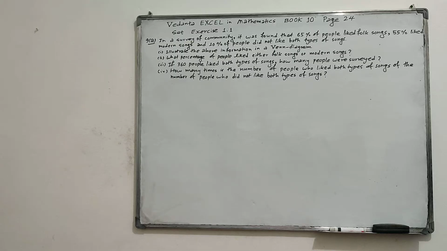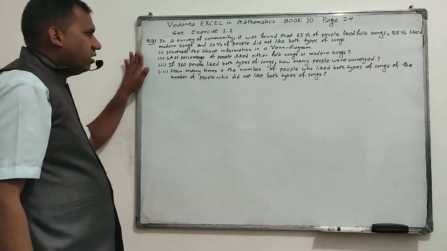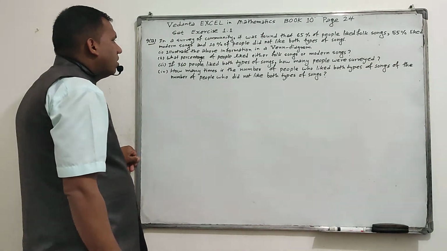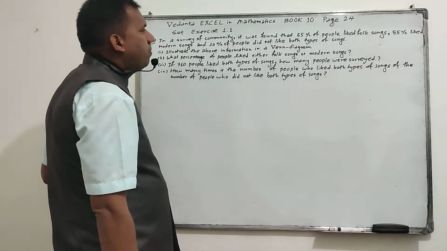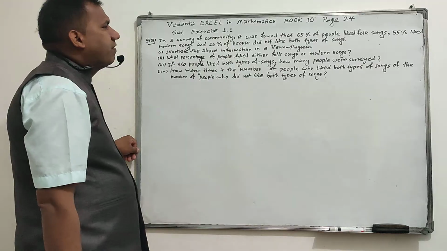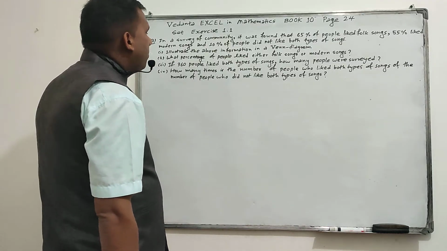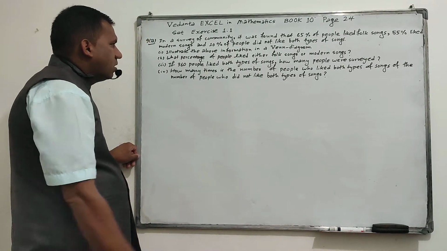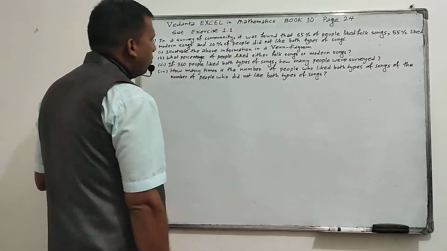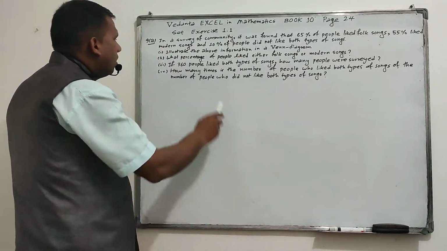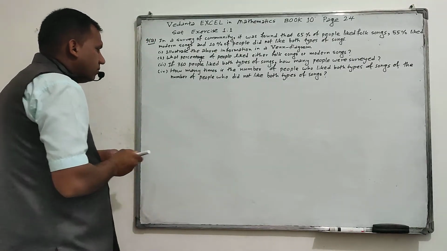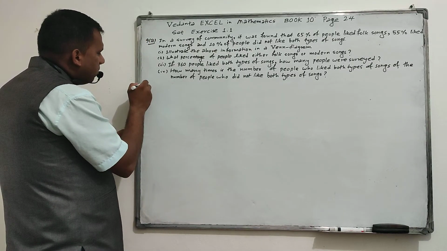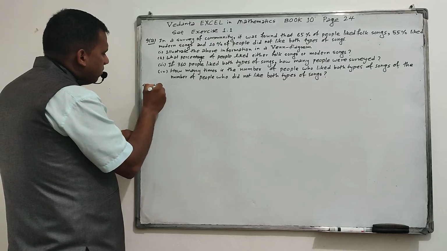Okay students, now next question, question number 9A. In a survey of a community, it was found that 65% of people liked folk songs, 55% liked modern songs, 10% of people did not like both types of songs. Number 1. Illustrate the above information in a Venn diagram. Now, let us do its solution.